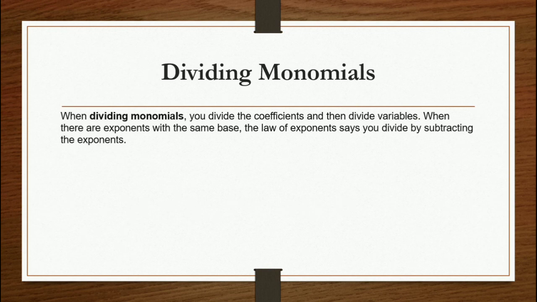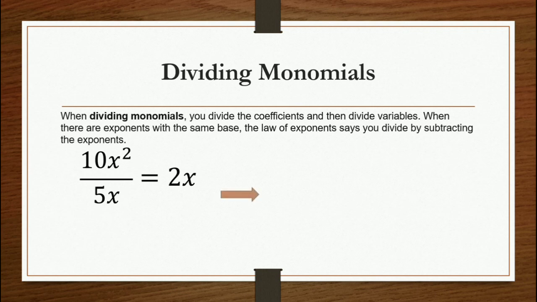When dividing monomials, you divide the coefficients and then the variables. When there are exponents with the same base, the law of exponents says you divide by subtracting the exponents. Example, 10x squared divided by 5x.